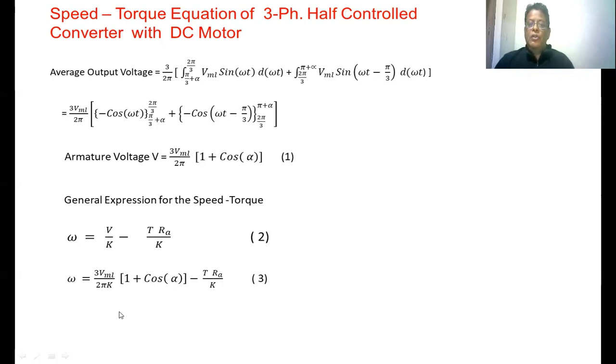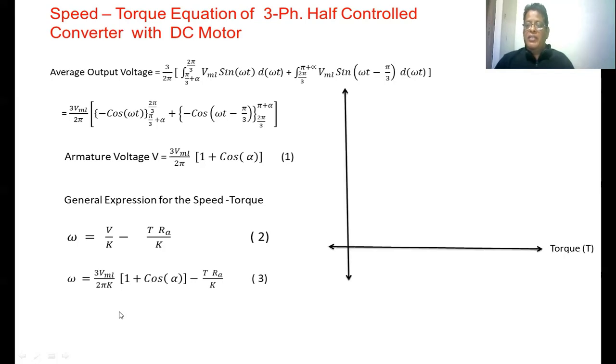Now we are going to draw the characteristics of a DC shunt motor with a three-phase half-controlled converter. On the x-axis you take the torque, and on the y-axis you take the speed. Take alpha equal to 0, nothing but how much voltage it is giving. So you substitute alpha equal to 0, and we get 3 VML by 2 pi into 2, the 2 gets cancelled. Finally, we get 3 VML by pi. This is the voltage.